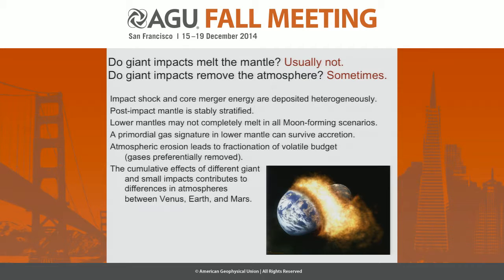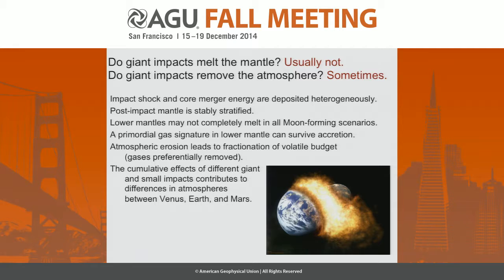And so the two questions that I sought to address today are, do giant impacts melt most of the mantle? And the answer is usually not. It takes a very high energy collision in the context of terrestrial planets to melt the whole mantle, which is good if we want to preserve noble gases in the base of the mantle. And giant impacts do stochastically remove a portion of the atmosphere. They do contribute to the story of comparing Earth's volatile composition to the primitive materials that we are built from.